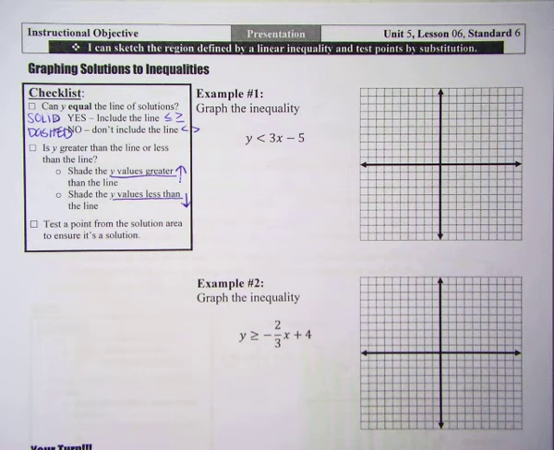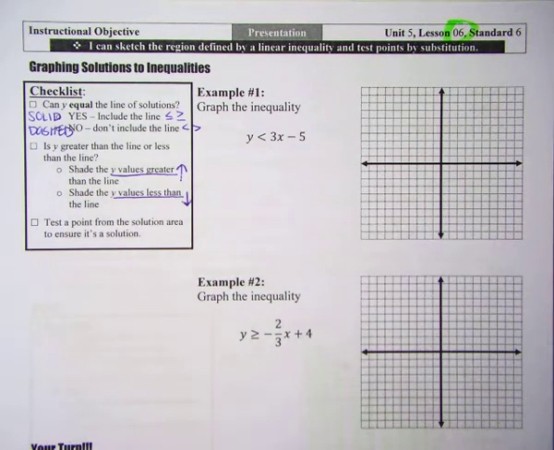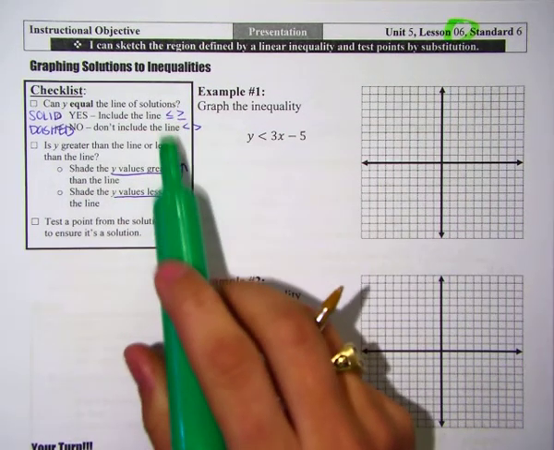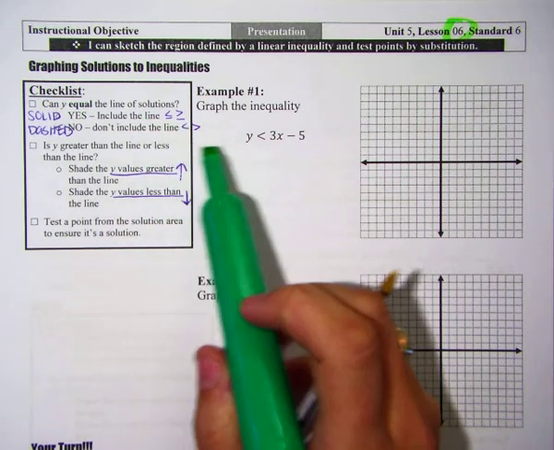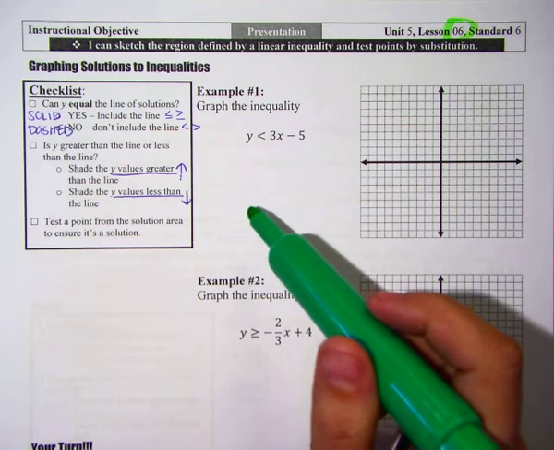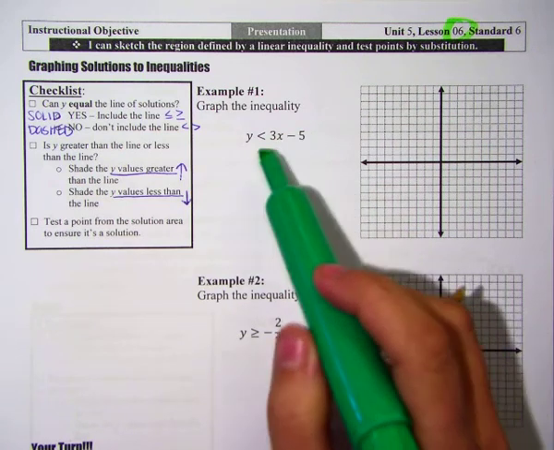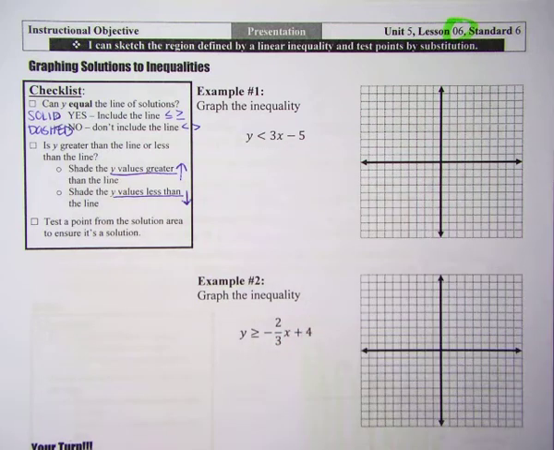All right, this is lesson 5.6, which is graphing inequalities in slope-intercept form. And so we have this checklist for us to go through. These are questions that you should be asking and answering in your head while you're doing this problem, okay? So here's what we're going to do first. First, we're going to graph this as if it's a line, but we're only going to plot the points.